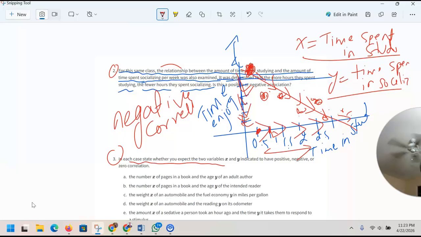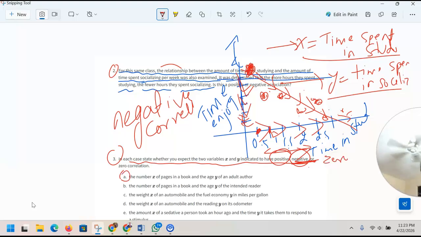In each, the x is given and y is given. Like in this example, x and y, you have to say whether there is a positive correlation, negative correlation, or there is a zero correlation. Let's see the first one.